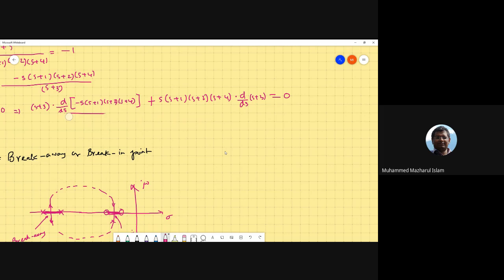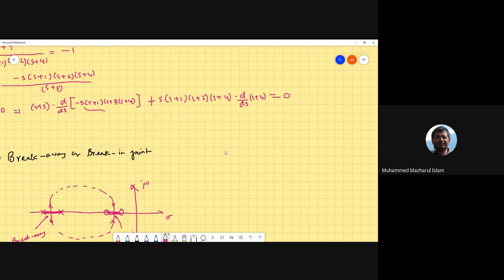Any problems up to this point? No, sir. All right, so if you differentiate s plus 3 with respect to s, you'll have 1. So this will be equal to 1. And what about the left side?